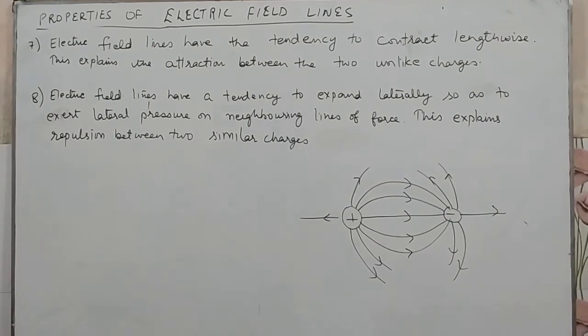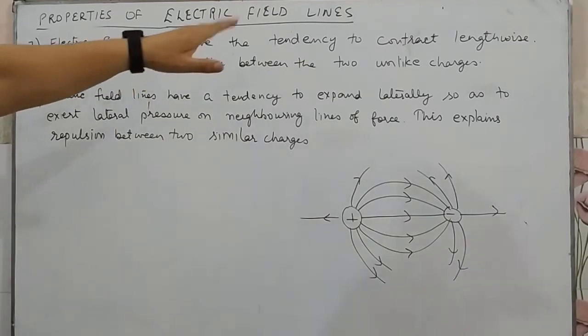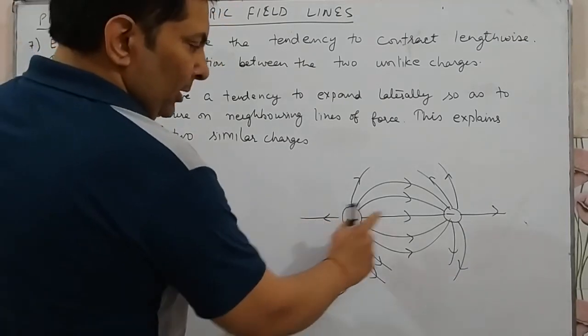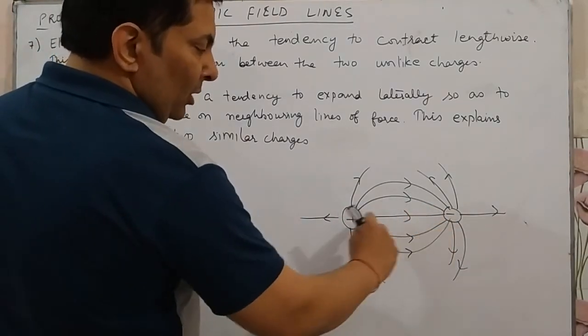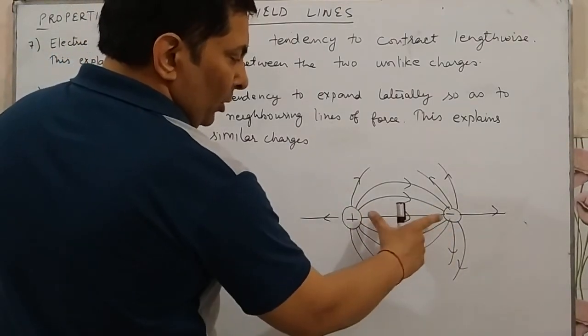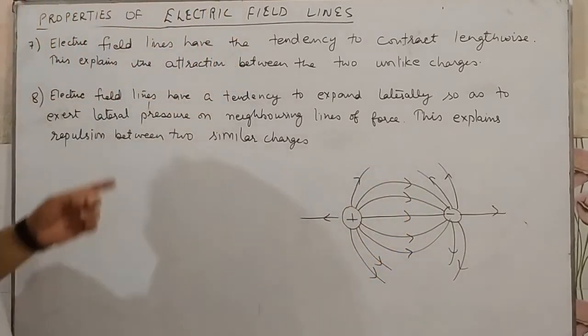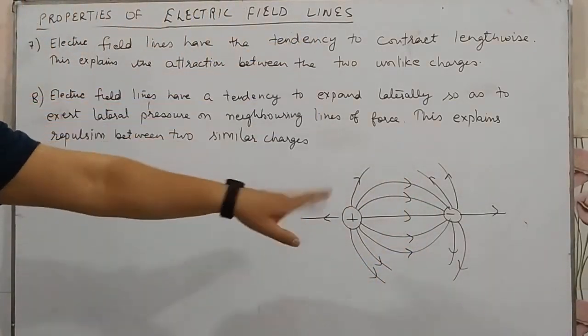The next property is that electric field lines have a tendency to contract lengthwise. You can see here this is a positive charge, this is a negative charge, and the field lines are contracting lengthwise. This is shorter, this is longer, this is longer still. Actually, this explains the attraction between two unlike charges.